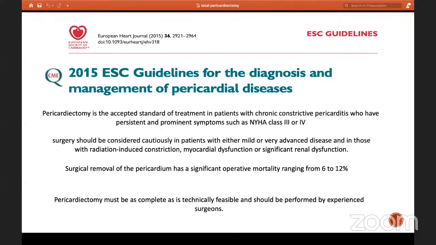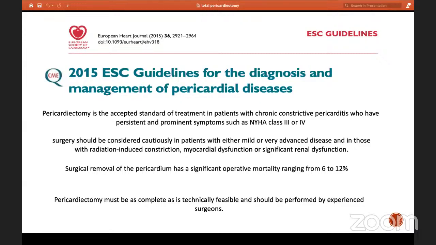According to the European Society of Cardiology Guidelines 2015, pericardiectomy is the accepted standard of treatment in patients with chronic constrictive pericarditis who have persistent and prominent symptoms, such as NYHA class 3 or 4. Surgery should be considered cautiously in patients with either mild or very advanced disease, and in those with radiation-induced constriction, myocardial dysfunction, or significant renal dysfunction, because the outcome is very poor in these patients.